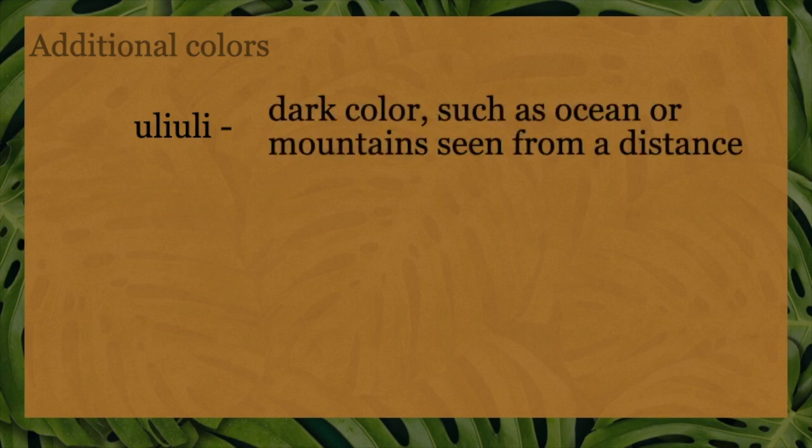So this is a common word that you'll see in older texts because it was used to describe the color of a lot of things, because it really just meant any dark color could be called uliuli. So, like a dark ocean was often described as uliuli. Or, when you see mountains from a distance and it's almost like a silhouette, that color might be described as uliuli. So it's really kind of a dark color, but particularly a lot of things that we might see as dark blue or dark green would have been described as uliuli.